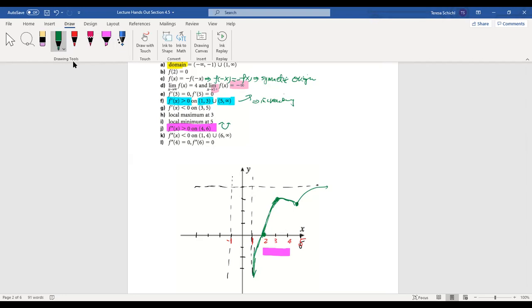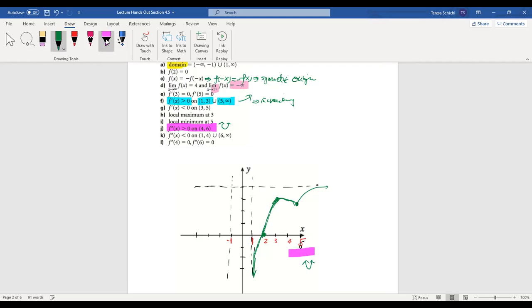And then here, f double prime x less than 0 to the 1 to 4. Okay, 4 to 6, I'm sorry, here I did. Okay, so this is not. Okay, so 4 to 6, right? So that means from here to here, I need to bend upward.